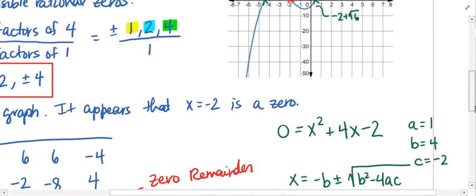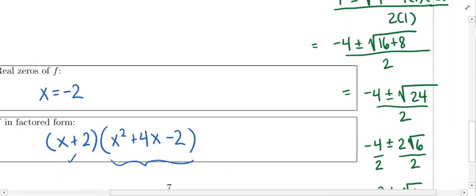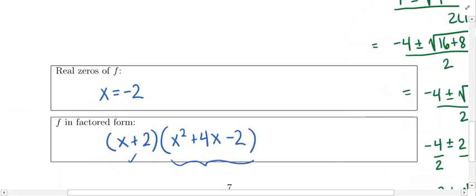All right, so we're going to go ahead and put these in my list of zeros. These are funny numbers, but they're real numbers. They're not imaginary. So we have one zero at -2, another one at -2 plus the square root of 6, and then the third one at -2 minus the square root of 6.